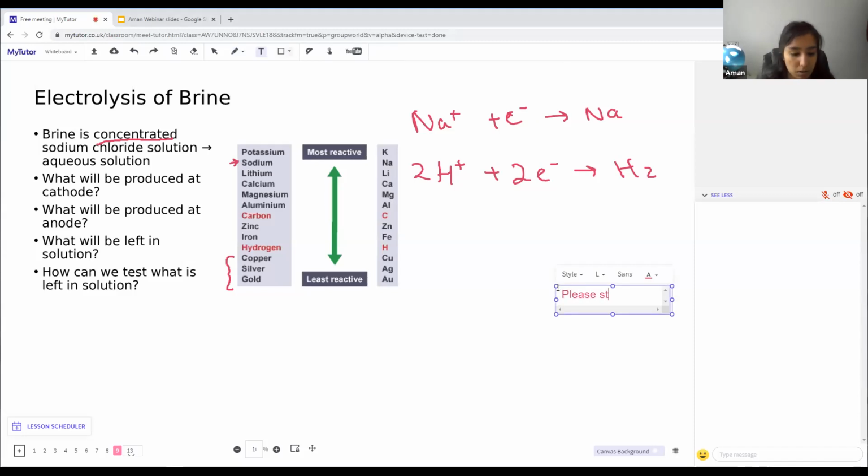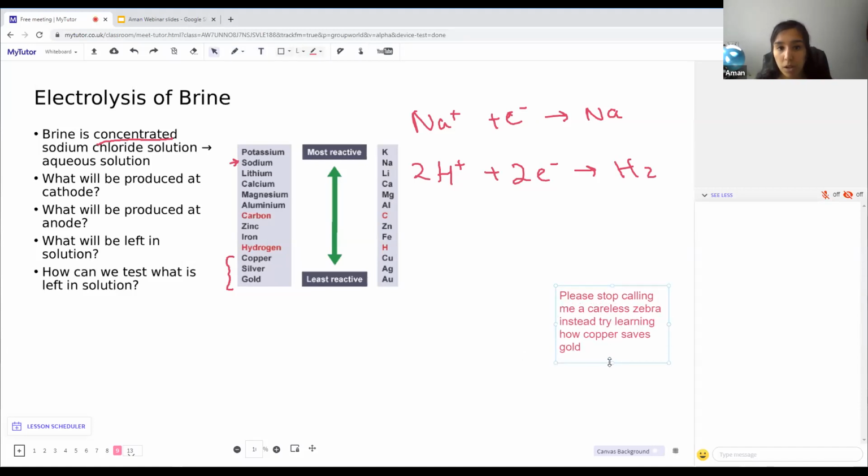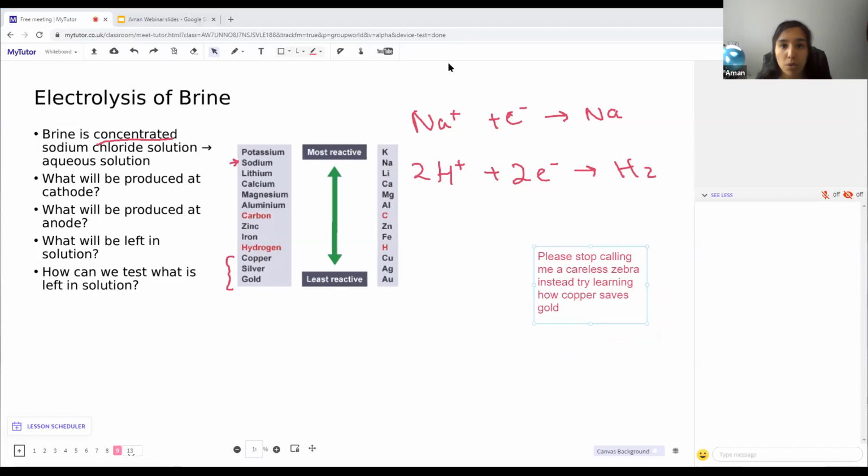Please stop calling me a careless zebra. Instead, try learning how copper saves gold. Excellent. Yep, I really like that one. So that's one mnemonic. I think we had one more as well, so I'll just get that one up.